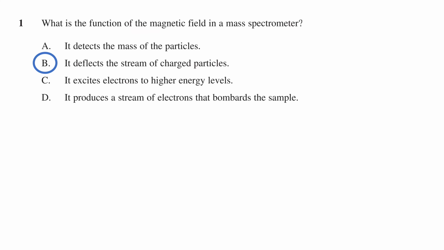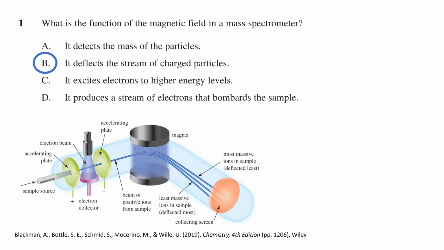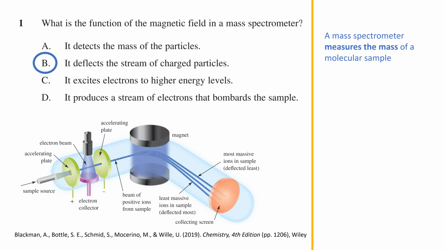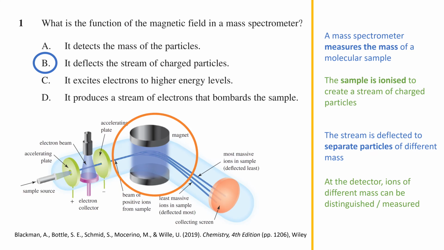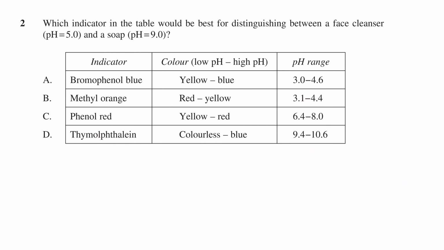If we look at a diagram of the setup from Chemistry by Blackman et al., it is quite clear. The mass spectrometer measures the mass of a molecular sample. Sample is ionized to create a stream of charged particles which is deflected to separate particles of different mass and picked up at the collecting screen or detector at the end. Importantly, as we see, it is the magnet that does the deflecting, and therefore B is the answer. Moving on to the next question.